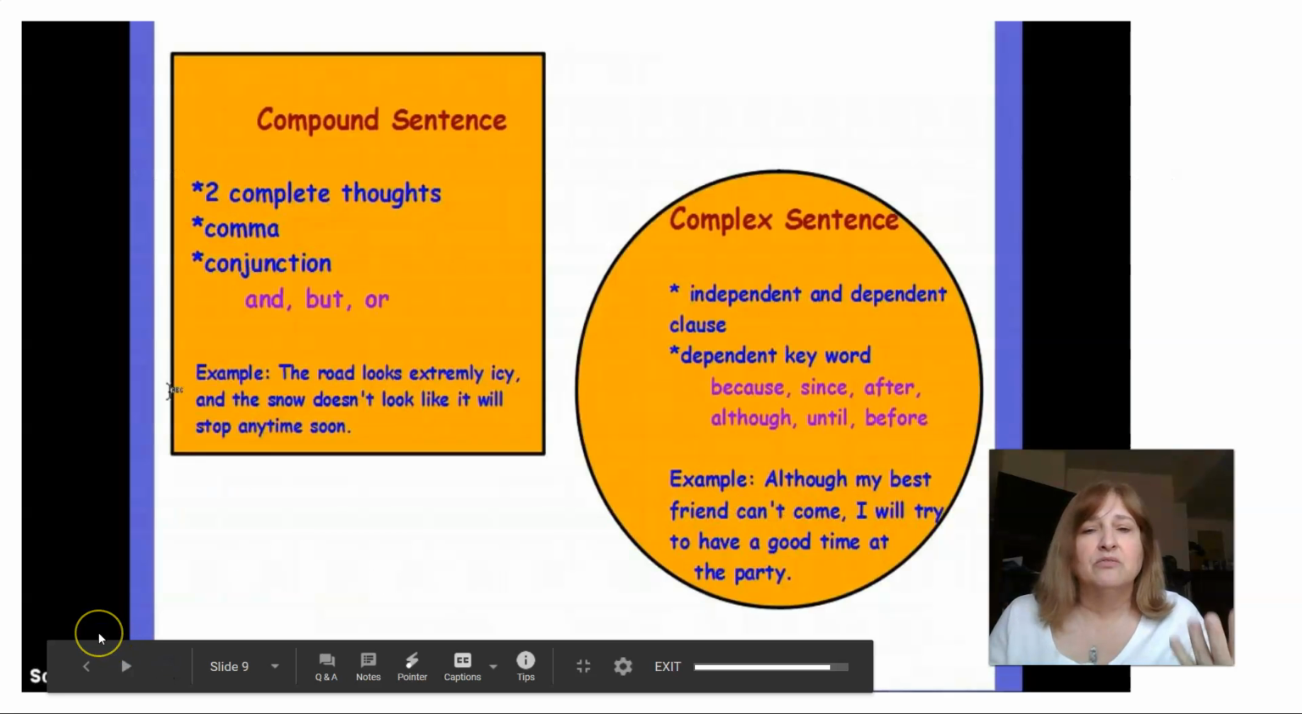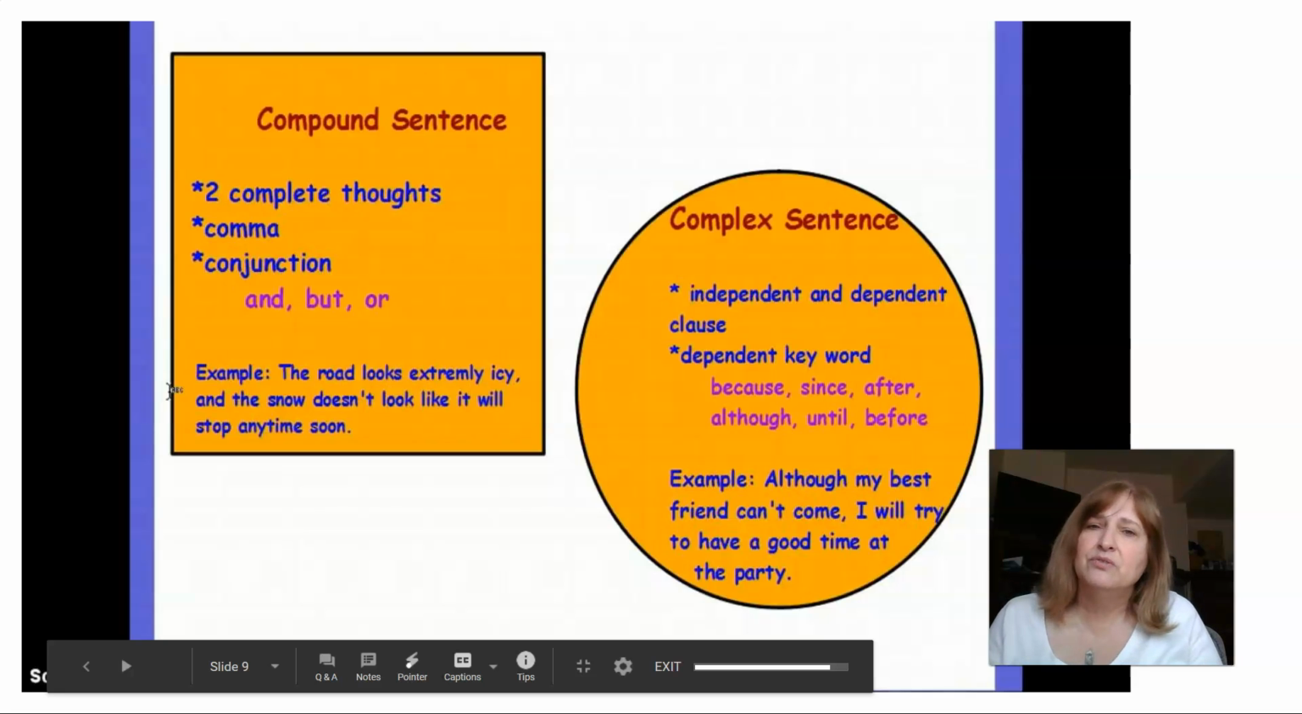Okay, so again, just to review the differences between these two, a compound sentence has two complete thoughts or two independent ideas. There's a comma and some sort of conjunction, or we know that there can be a semicolon without the conjunction. Complex sentences, because of that subordinate word, remember sub means under, so that subordinate connecting word makes one of those clauses dependent on the other. And then it has those connecting words. Okay, so these are the differences.